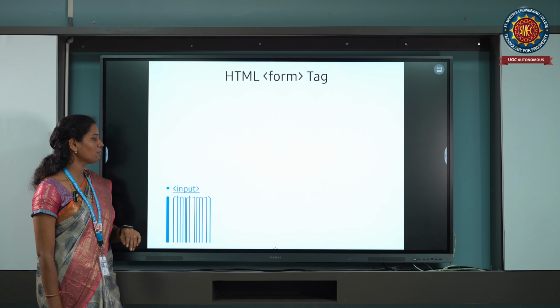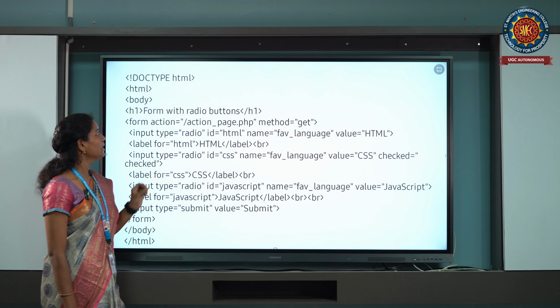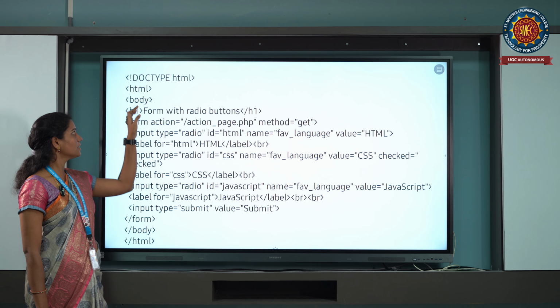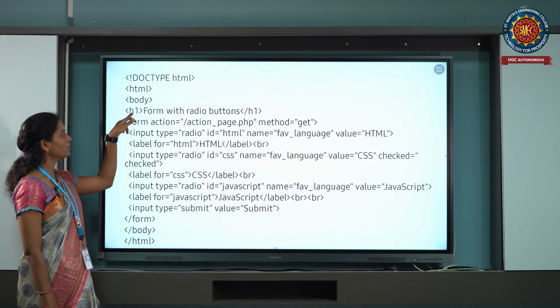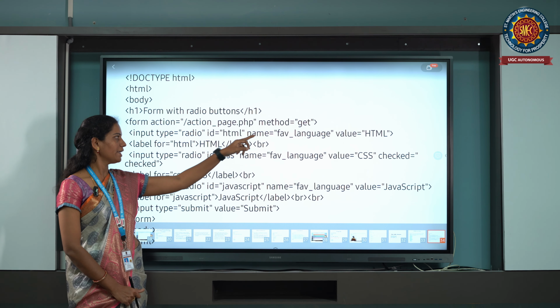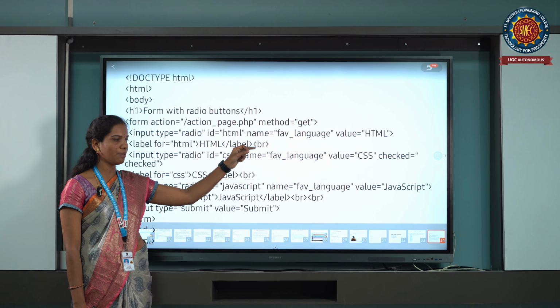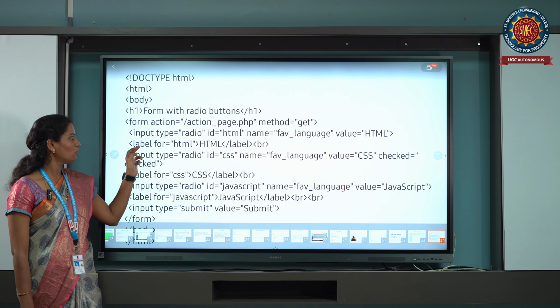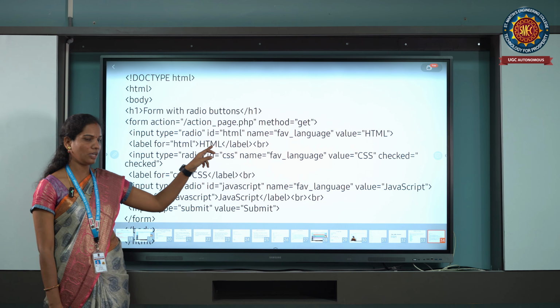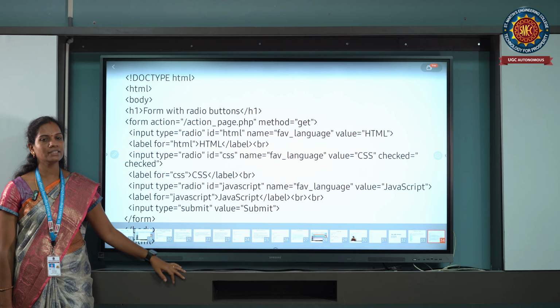Now the HTML form tag. In the HTML document, this is the HTML and body tag. After that, H1 form with radio buttons. If you click the radio buttons, it displays the form action, with the method get, and the input type is radio. The name is the full name of HTML, and we have a label. We are closing the label tag and the break tag. After that, the input tag is the radio button.